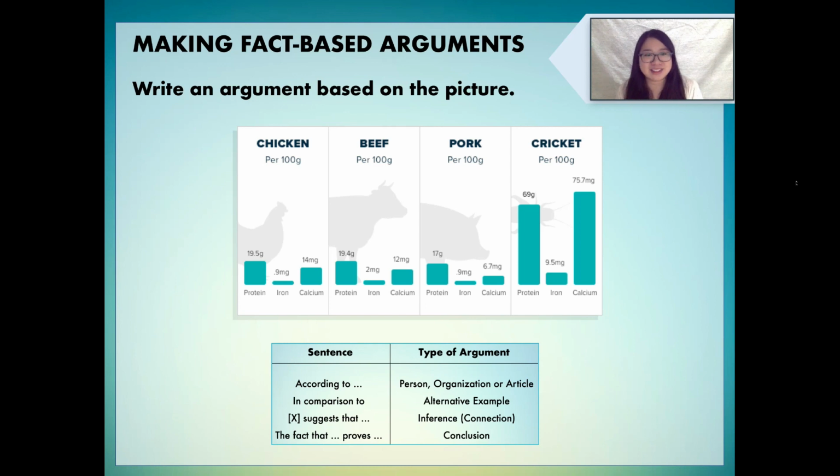Right, a comparison. So let's begin our sentence. In comparison to beef, crickets contain a lot more protein. In comparison to pork, beef contains more protein. Okay, so practice making a sentence like that. You can also use the other sentence starters for this infographic if you like. According to this diagram, blah, blah, blah. So take a moment with your notebook and write one argument based on this information.